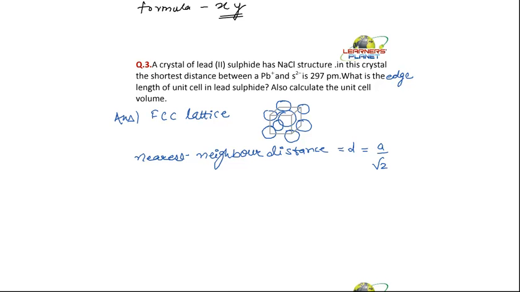And what is the relationship between radius and the edge length? r is equal to a by 2 root 2, right? Now what we have got here is the nearest neighbor distance. Now what you need to do, can you find out the edge length now? d is given to you, that is 297 picometers. So can we convert it into meters or centimeters?